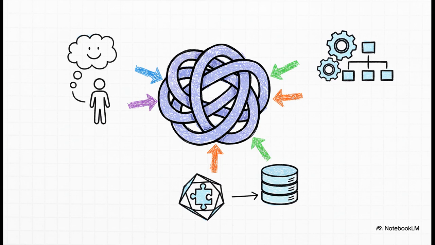You could have one agent that's great at talking to users, another that manages a business process, and a third that's an expert at pulling data from an old database. This is how you start to tackle really complex problems. You let each agent focus on what it does best.